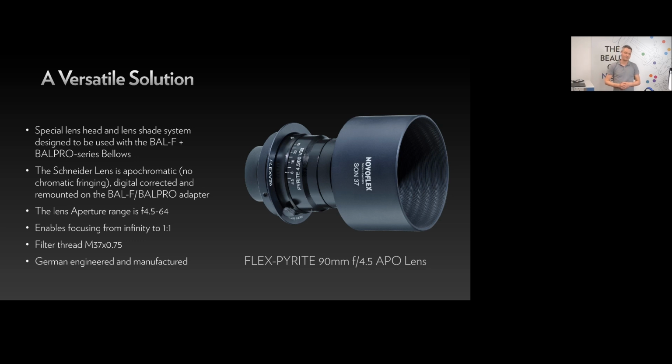The lens aperture is from f/4.5 to 64, and it enables on the Bell F bellows focus from infinity to macro to 1:1. So if you want to reproduce at the magnification ratio 1:1, if you want to do slide copying, this is the perfect lens. This is the perfect lens for you.